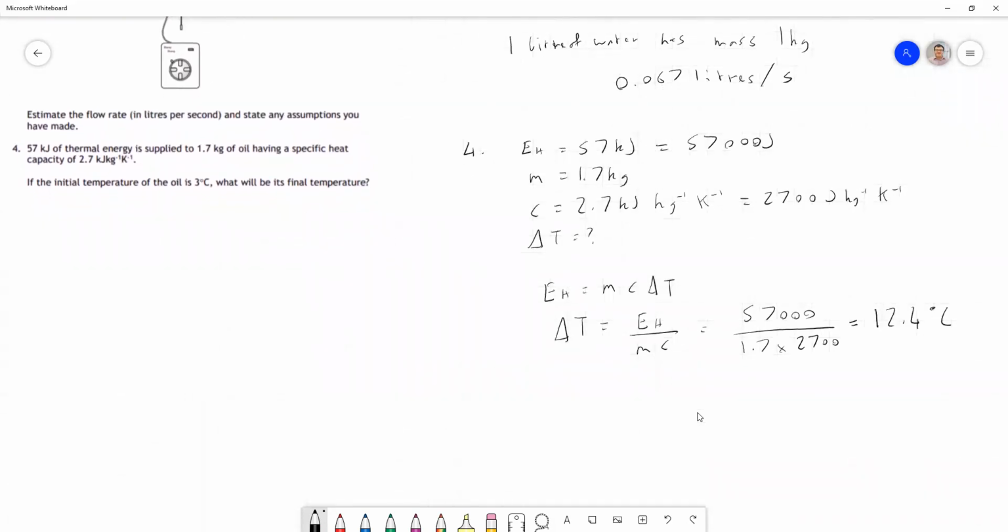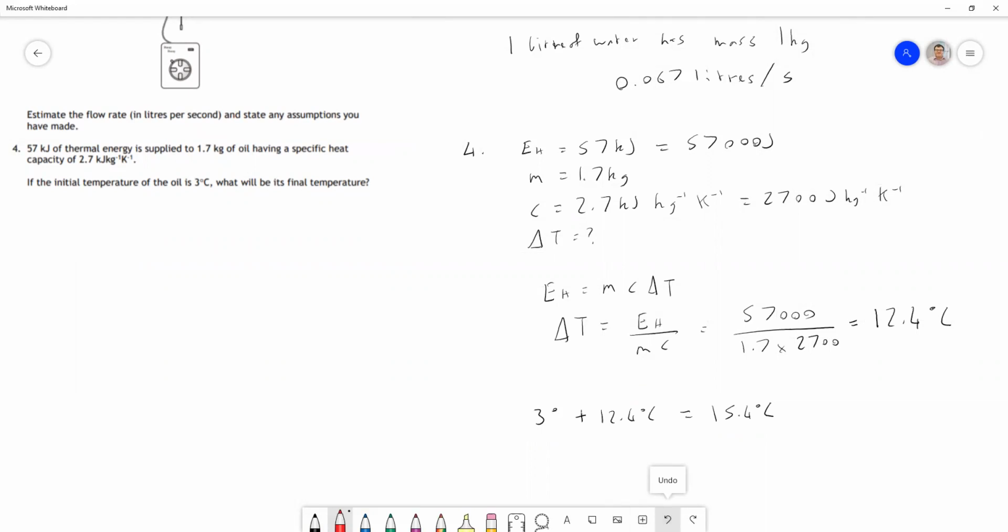Let's ask the question, what is the final temperature? Well, if we started off at 3 degrees and we've changed our temperature by 12.4 degrees, then our final answer is going to be 15.4 degrees Celsius. Because delta T, if you remember, is the final temperature minus the starting temperature. So this is our final temperature, and that's our start. Well, 15.4 minus 3 would give us delta T in the middle. So to find the final temperature, take our starting temperature, add on delta T, and you'll get our final temperature there. And that's how we solve that type of question.